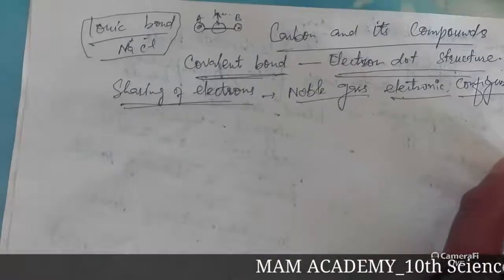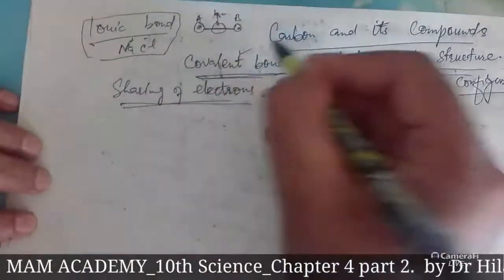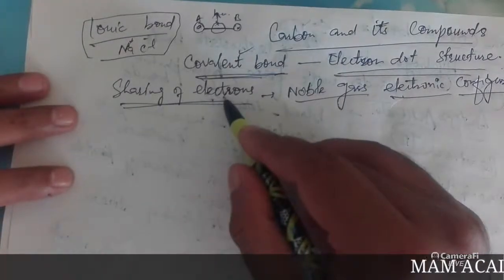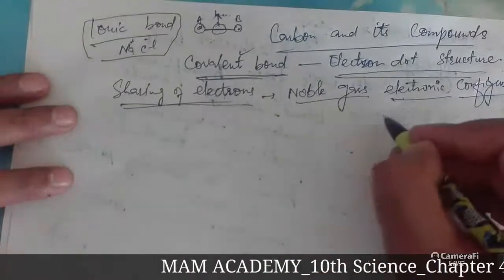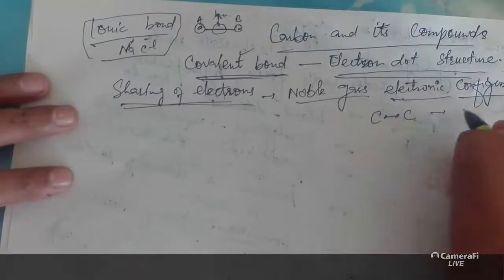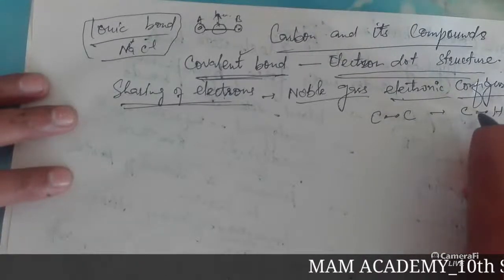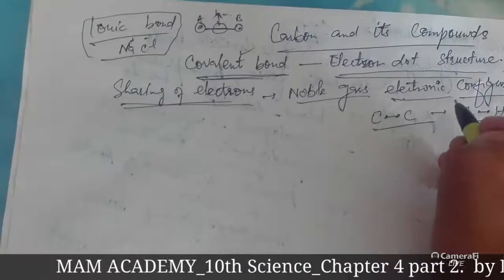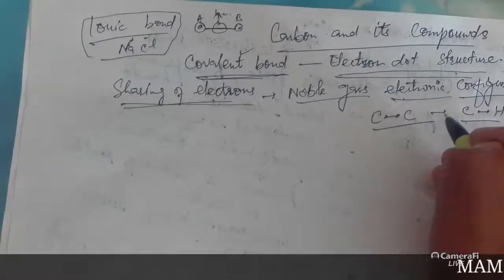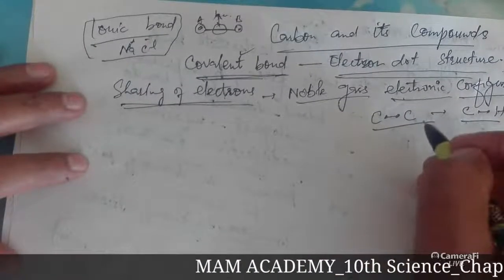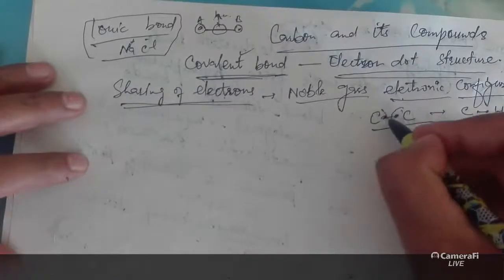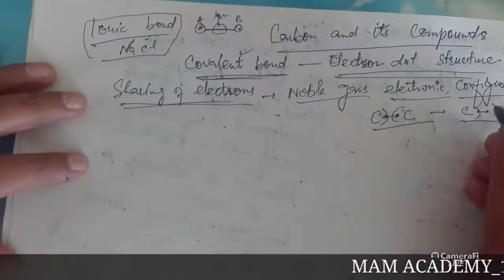To attain this noble gas electronic configuration, in some compounds we can directly see that they form a covalent bond. It is formed by the sharing of electrons between the same or different atoms. For example, we can have carbon and carbon sharing, or different elements, carbon and hydrogen. So these atoms form a covalent bond. The pair of electrons which they are sharing belongs to the outermost shell of each atom.